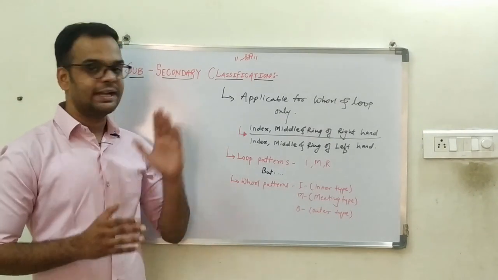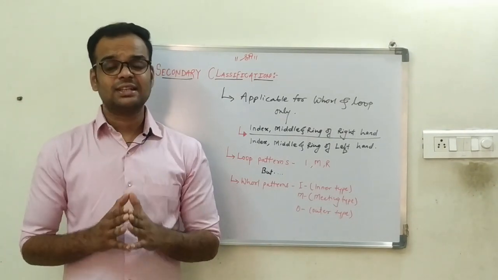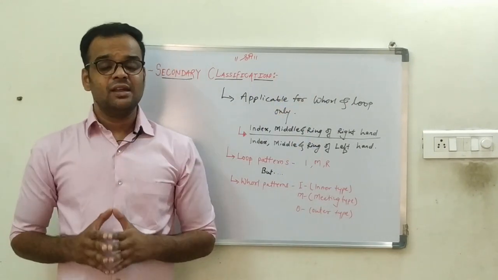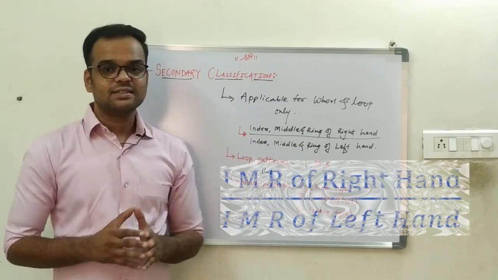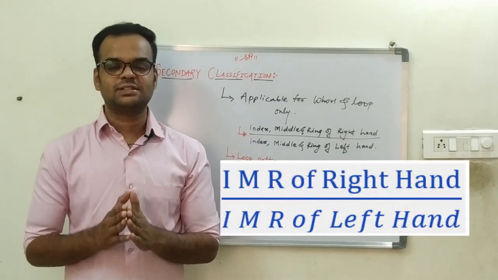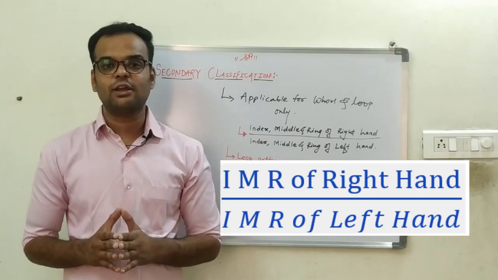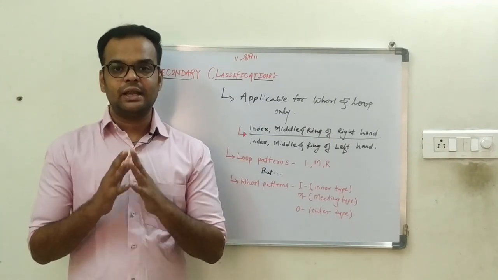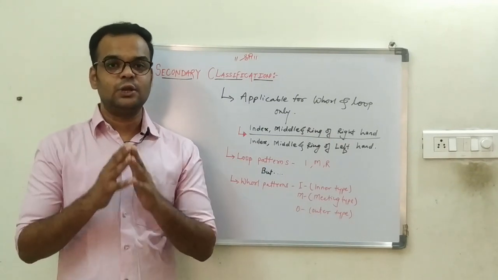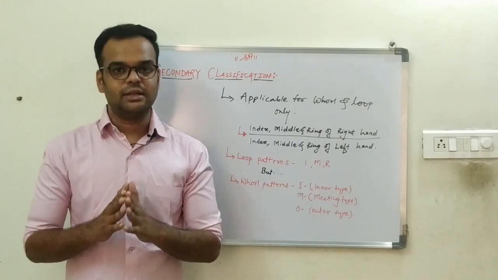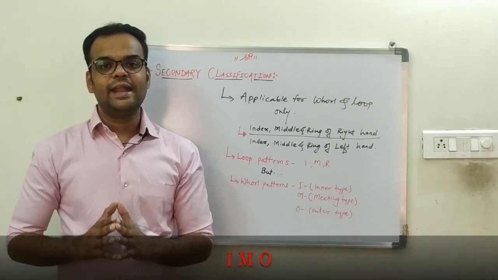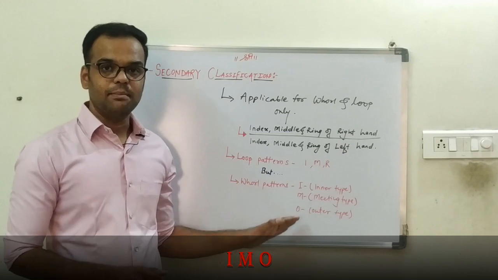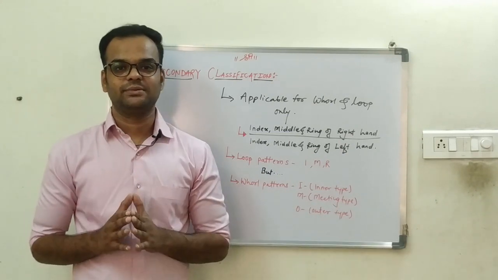Now, sub-secondary classification of fingerprints. This classification is applicable for whorl and loop patterns only. Again, in this classification, the index, middle and ring finger of the right hand are placed at the numerator and the index, middle and ring finger of the left hand are placed at the denominator. In case of loop pattern, the index, middle and ring fingers are denoted by IMR. But in case of whorl patterns, the index, middle and ring fingers are denoted by I, that is inner type, M meeting type and O outer type.